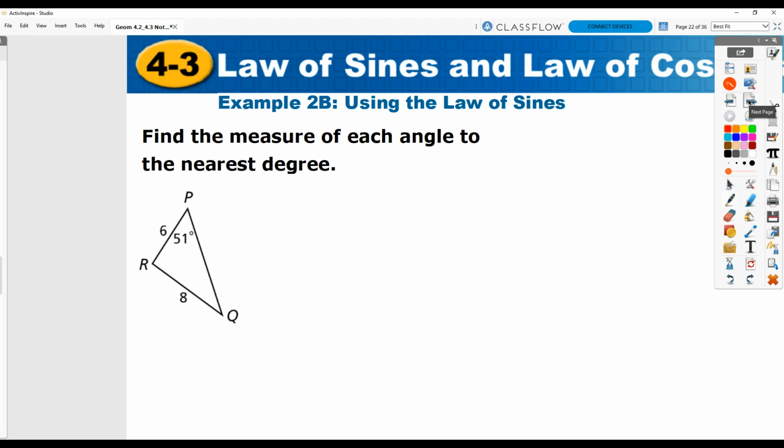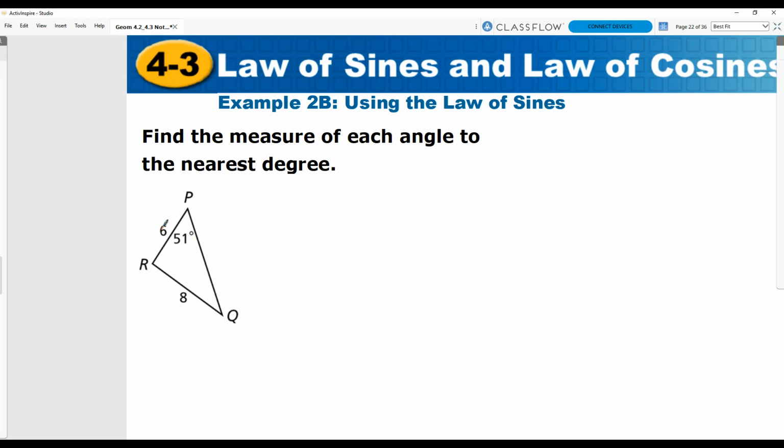Notice what we have. If you take a look at the pieces of information you have here, we have a side-side angle. All right, so this time we're given side-side angle. So law of sines is going to be used to get this triangle solved. And we're just trying to find what is the measure of each missing angle in this triangle.